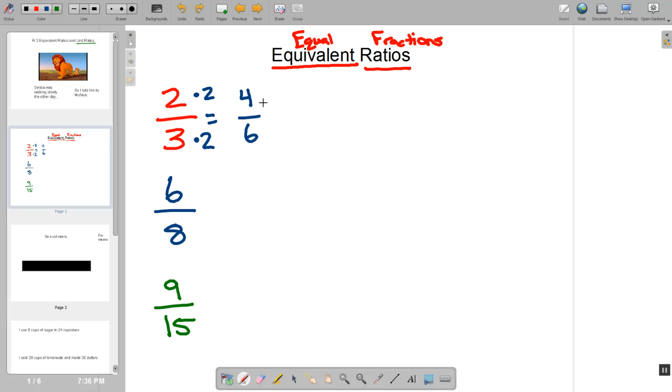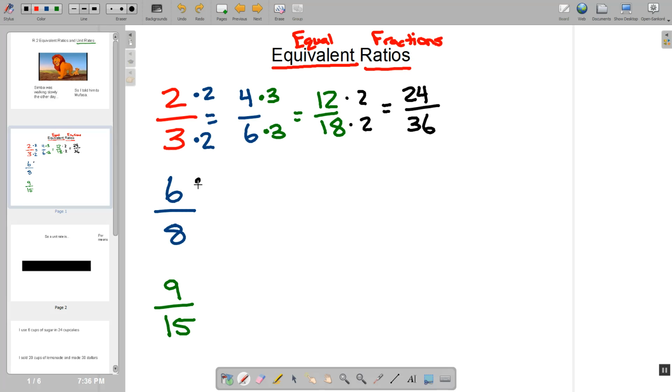From here, we can continue this process however we want. For example, we could multiply the numerator and denominator by 3 to get 12/18. We could also then multiply this number by 2 to get 24/36. So now what I'd like you to do is do these two fractions down here on the bottom on your own and see if you're able to find 3 equivalent ratios.